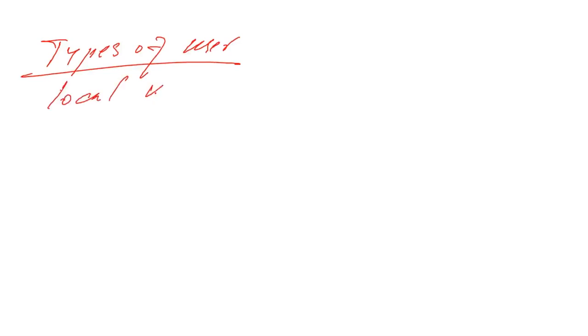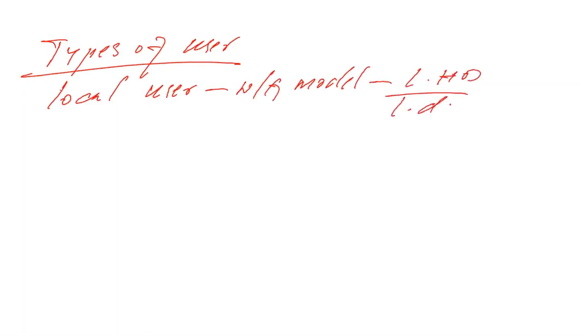The first user is called the local user. The local user is especially designed for the workgroup model, and this user information is going to be stored in the local hard disk, or you can say the local database, right? So the local user we use especially in our local machine in the workgroup model, and the local user account is going to be stored in the local hard disk, in the local database.